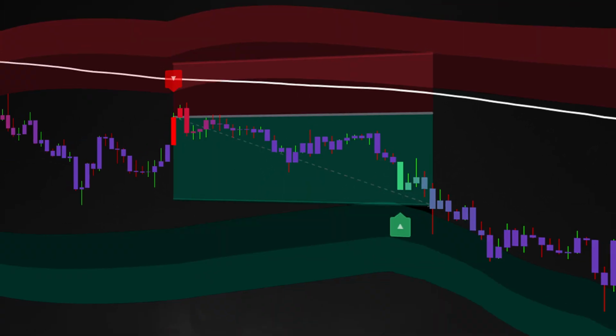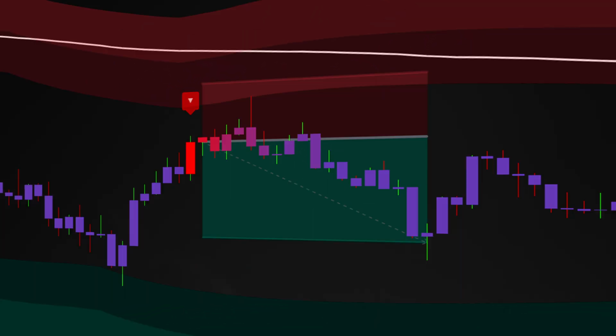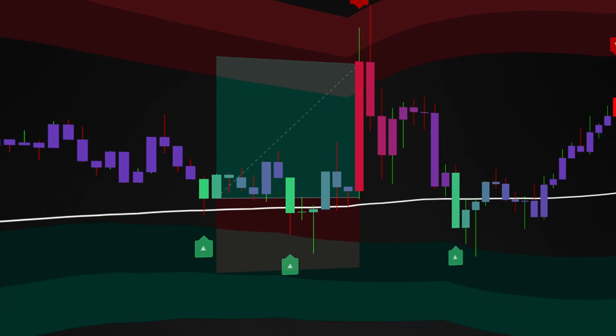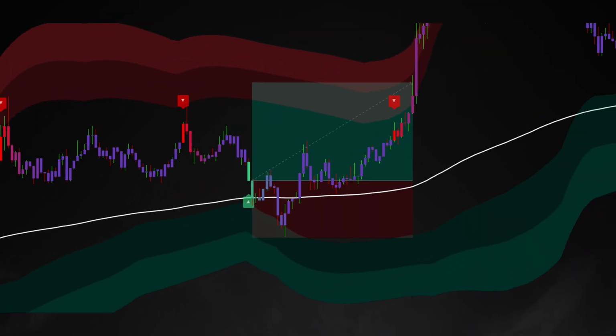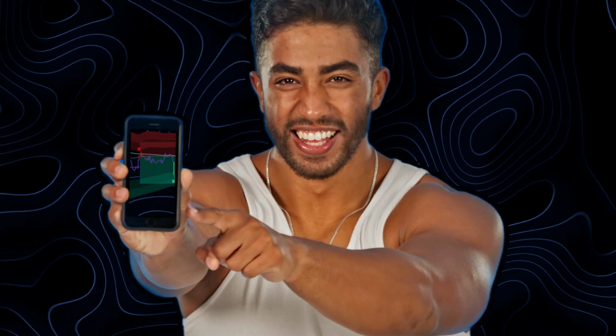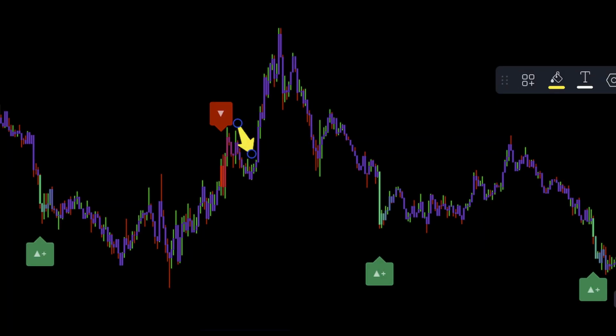In this video, I will show you a very simple but highly effective trading strategy with one of the most accurate indicators on TradingView. The strategy shows great results on lower time frames, so if you're a day trader who wants to make quick and consistent profits, this strategy is exactly for you. Okay, let's get straight into it.